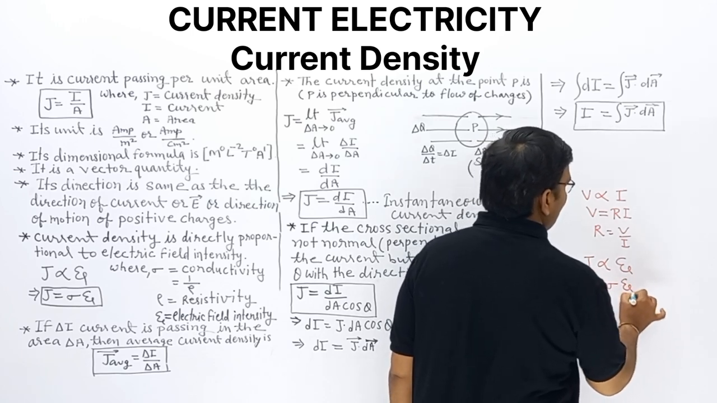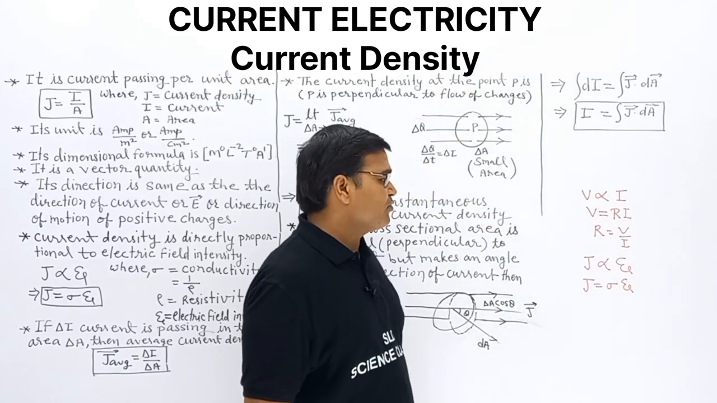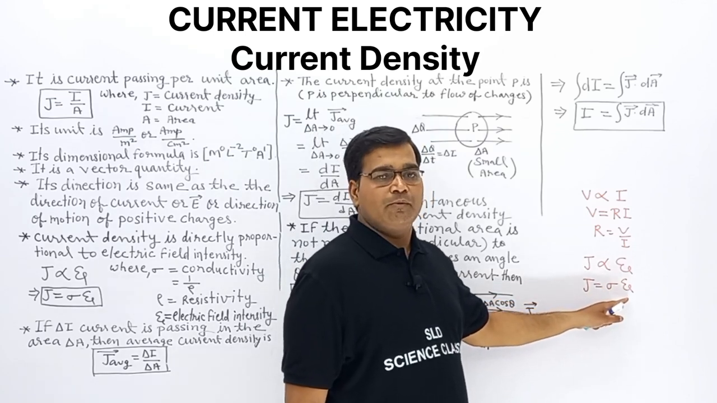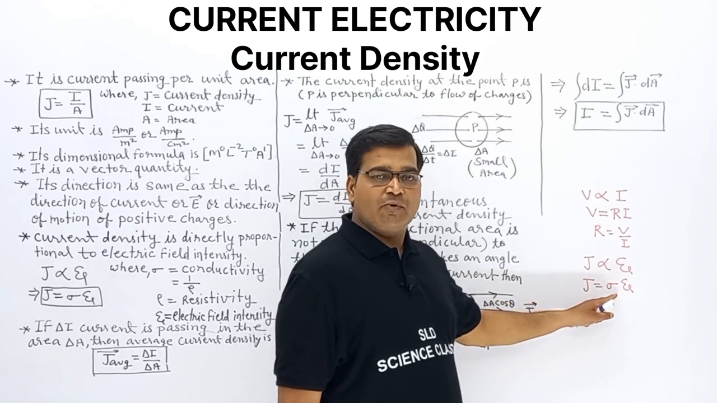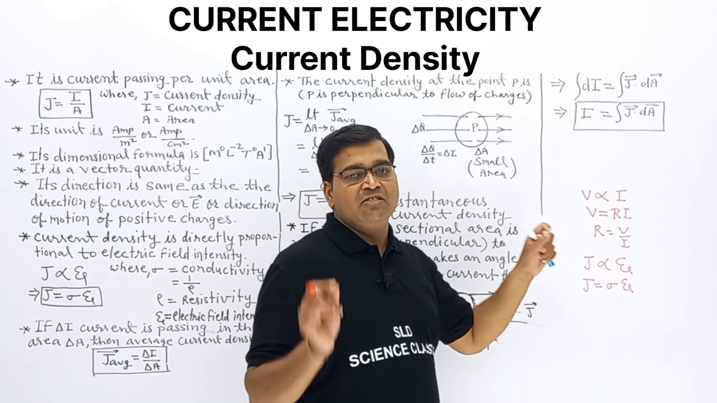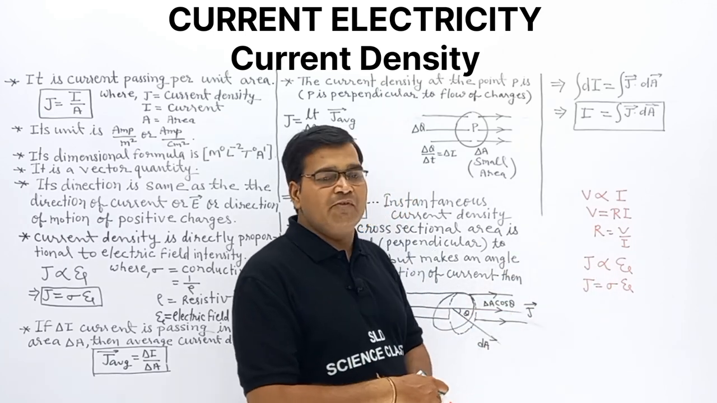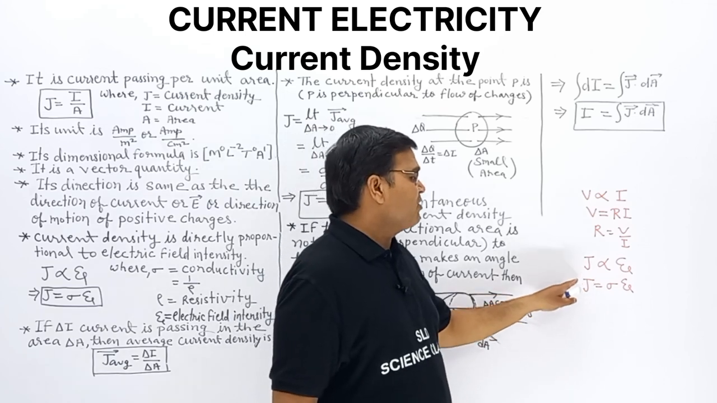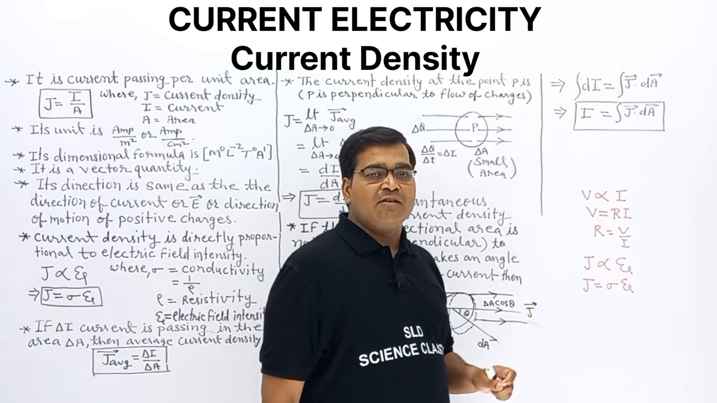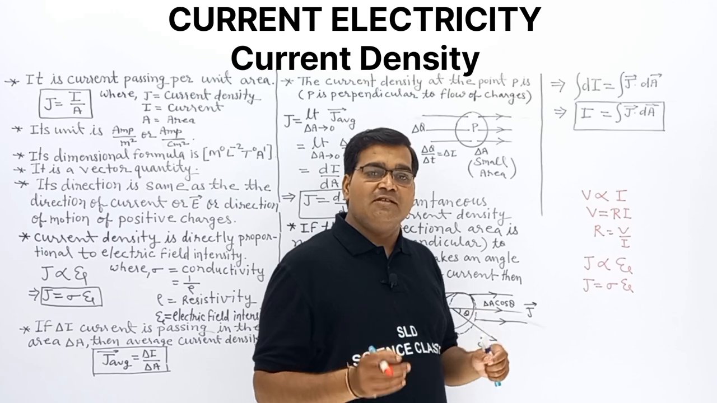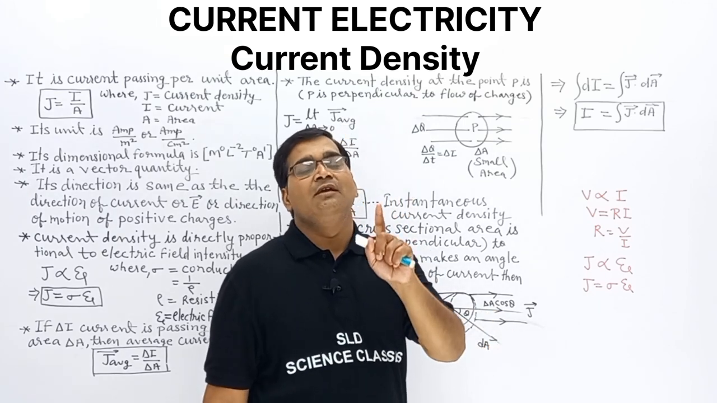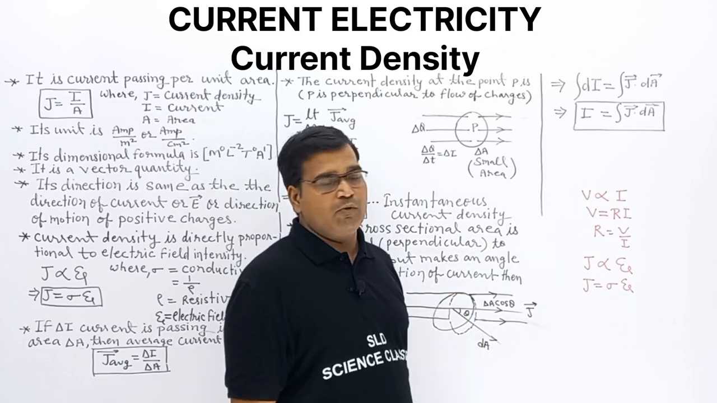And once we remove the proportionality sign, what we get is conductivity into electric field intensity. So this is also Ohm's law. We studied this one also. So in this class we will discuss current density. Our task is to discuss each and every physical quantity which we use in Ohm's law.